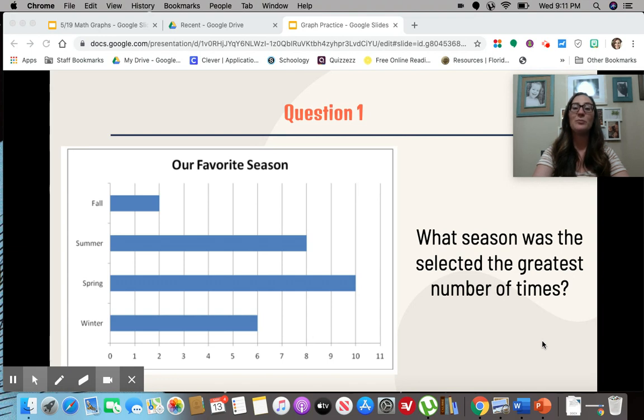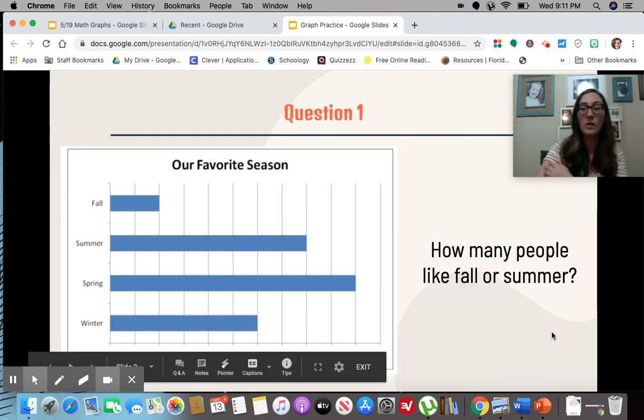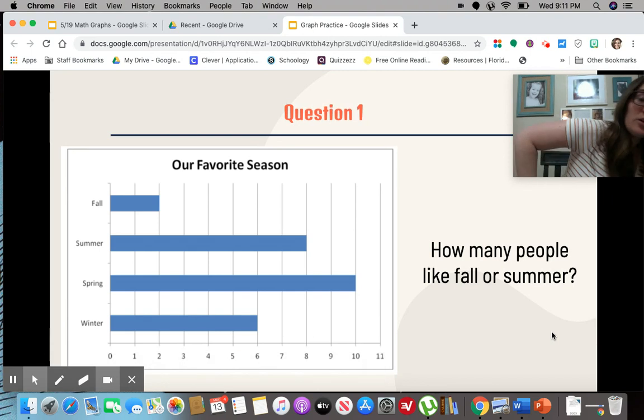Good. If you put spring, you are correct. You can see by the bars that the one that is the highest is spring with 10 students. Next question. How many people like fall or summer? So what I want you to do for this one is you're going to have to combine if they like fall or summer.